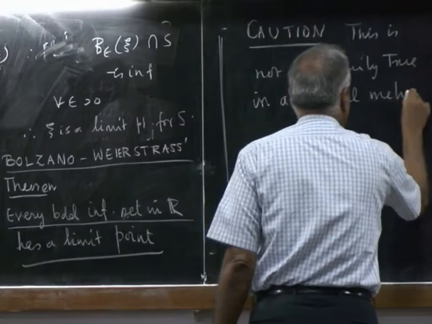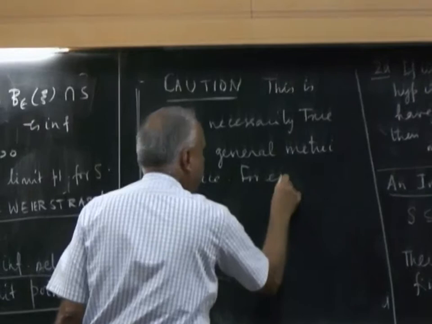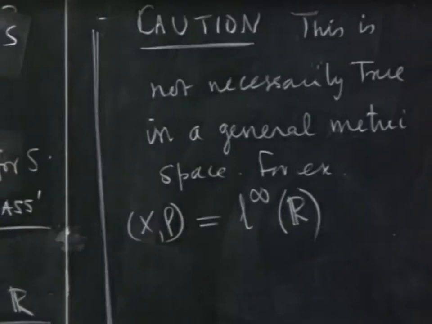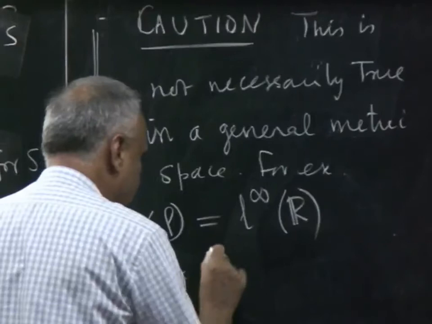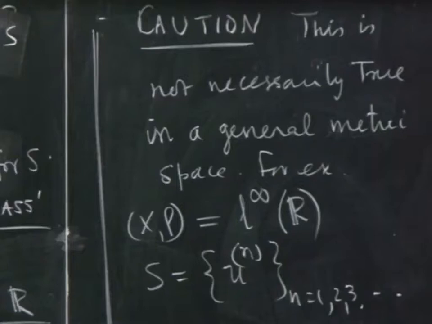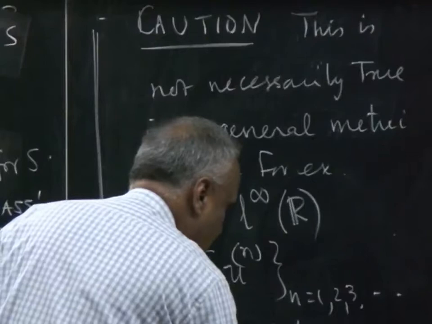For example, let's look at X, rho to be L infinity of R. Our example which we saw last time, a few minutes back, when we were talking about the diameter of a set. In that, consider that same set we had before. Remember Un, n equal to 1, 2, 3, etc. What is Un? It is a vector. Un has components 0, 0, 0, 0, 1 as the nth component and 0, 0, 0, 0, and so on.